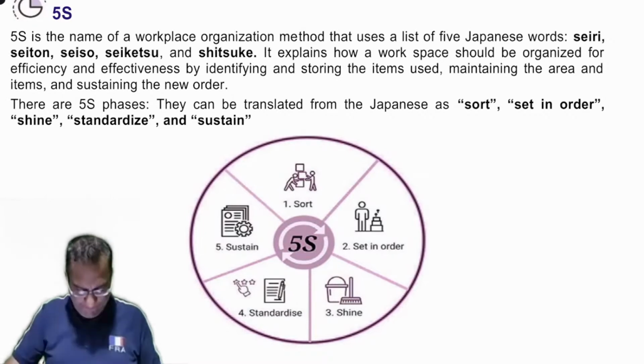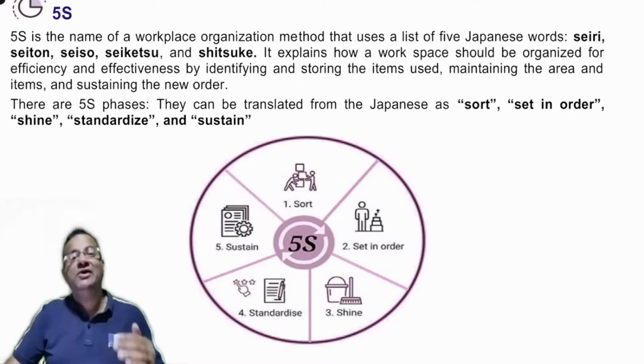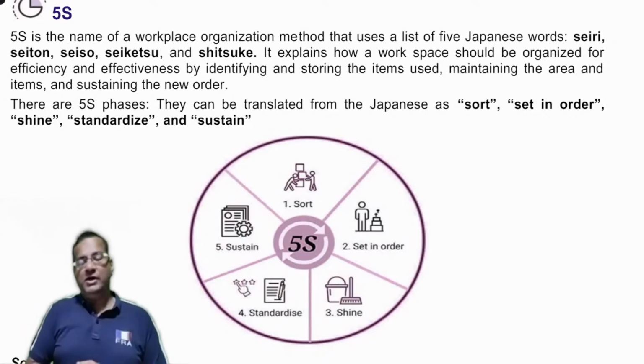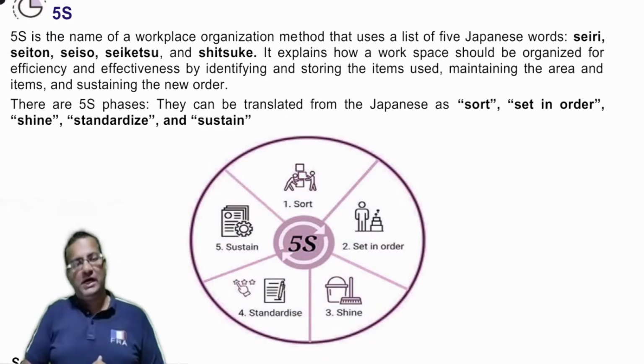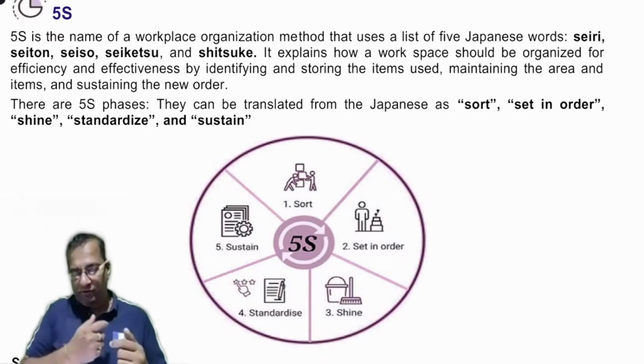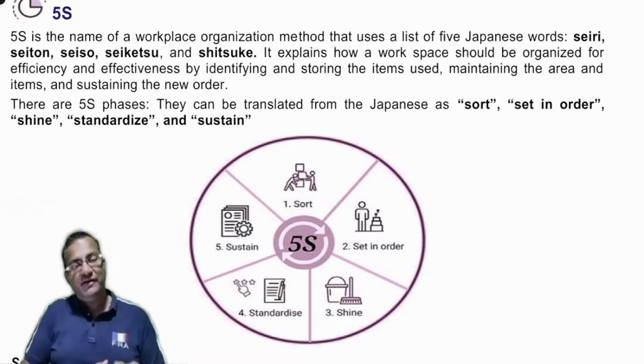The second step is set in order. A very, very important dialogue is there regarding set in order. Please repeat with me, beta. Once I complete the sentence, you should repeat with me. The first sentence: there should be a place for everything and everything should be in its place. This is the motive of set in order.